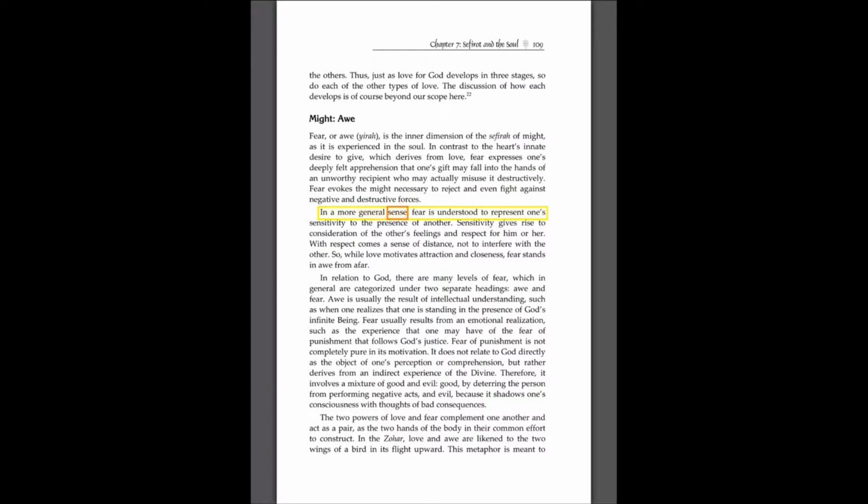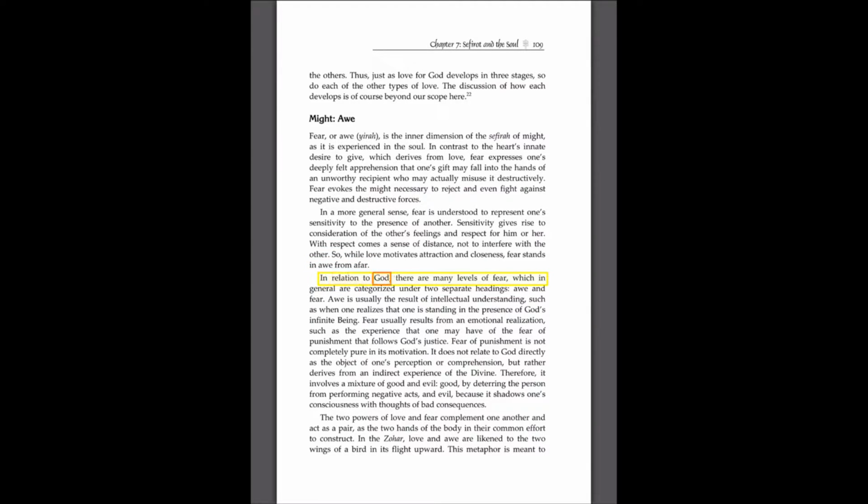In a more general sense, fear is understood to represent one's sensitivity to the presence of another. Sensitivity gives rise to consideration of the other's feelings and respect for him or her. With respect comes a sense of distance, not to interfere with the other. So, while love motivates attraction and closeness, fear stands in awe from afar.